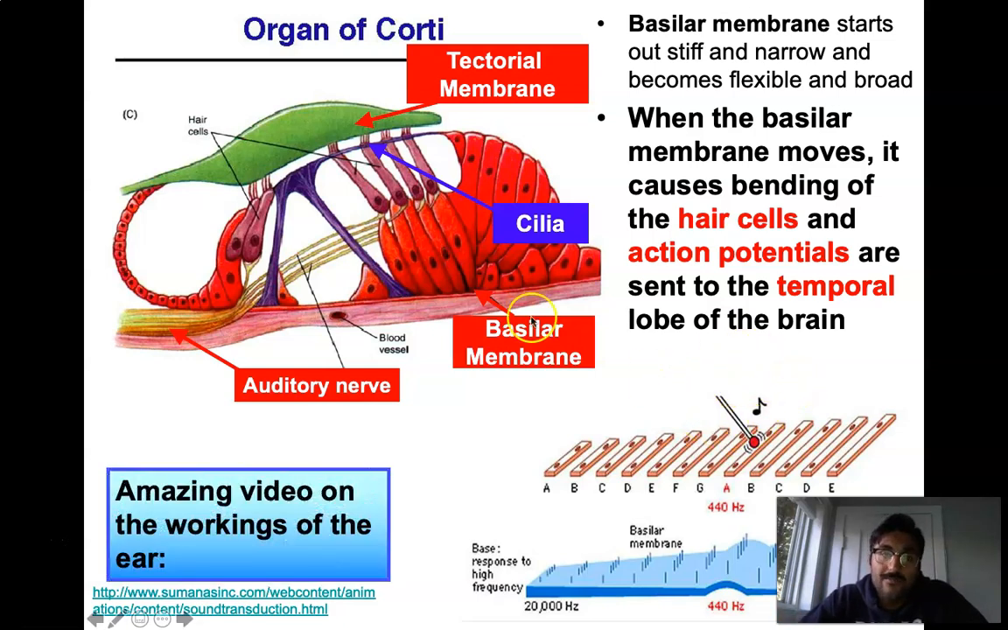So it's really complicated, but it doesn't need to be in this explanation. All we have to really understand is that we've got a basilar membrane, we've got hair-like projections attached to another membrane, and as those hair-like projections move due to sound vibrations, the hair cells are going to send a signal, a nerve signal, through the auditory nerve to the temporal lobe of the brain to get processed.